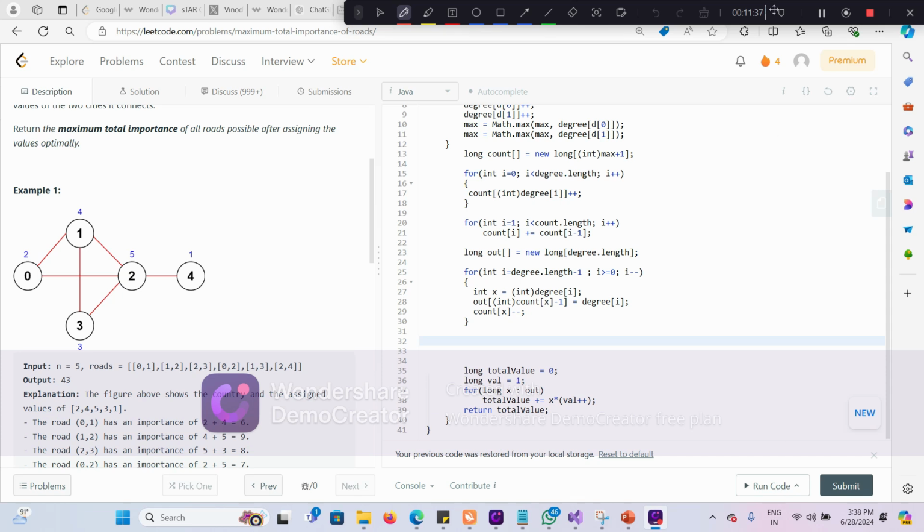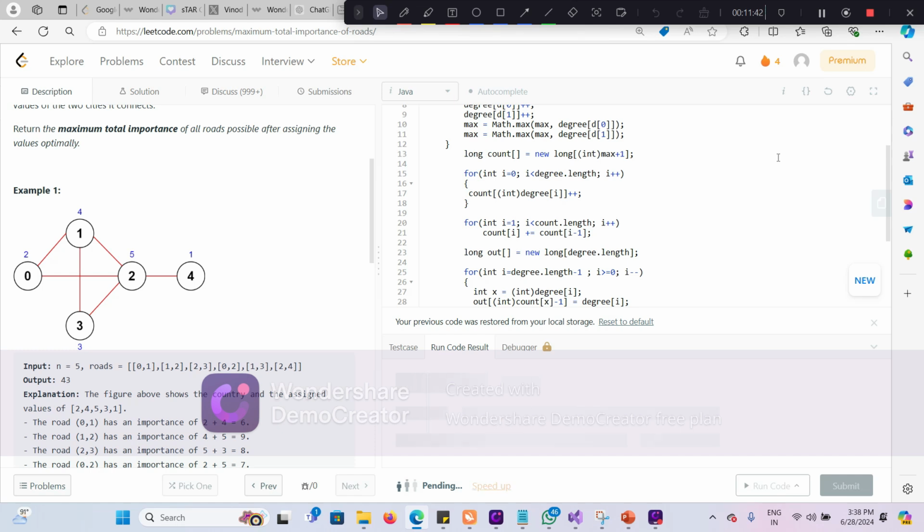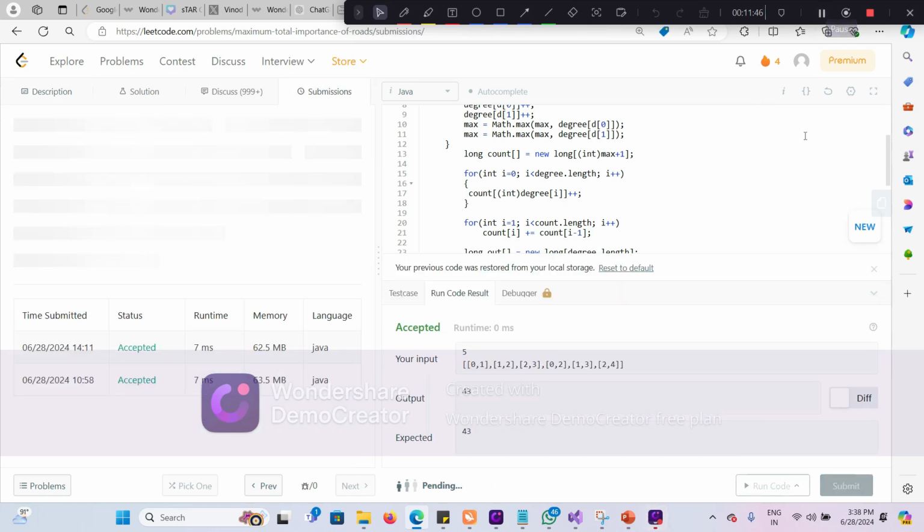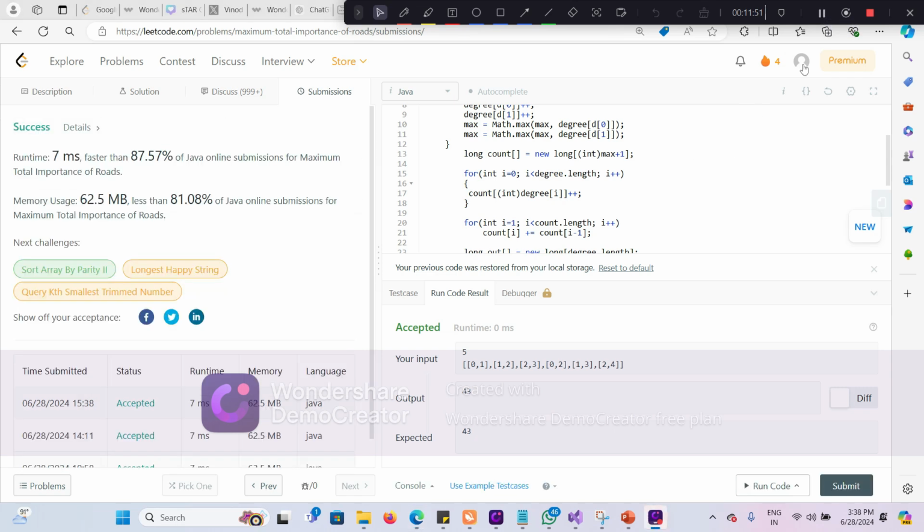So let me run this code. Yeah, it is running. Let me submit as well. Yeah, it is submitted.